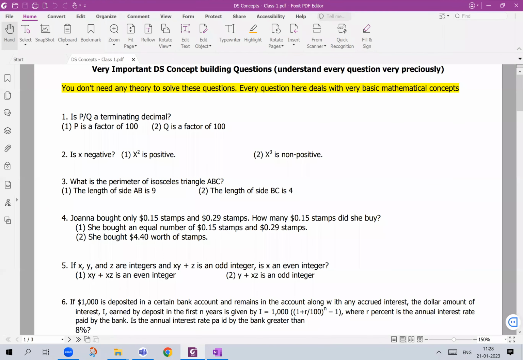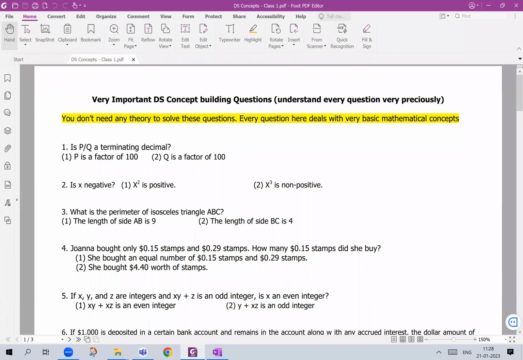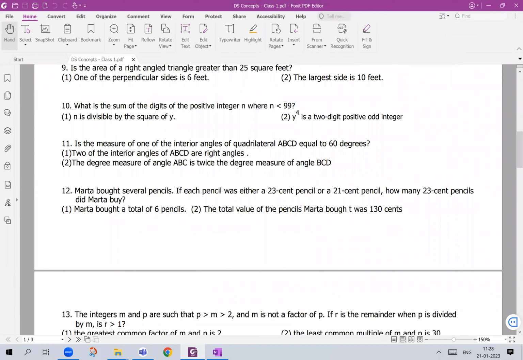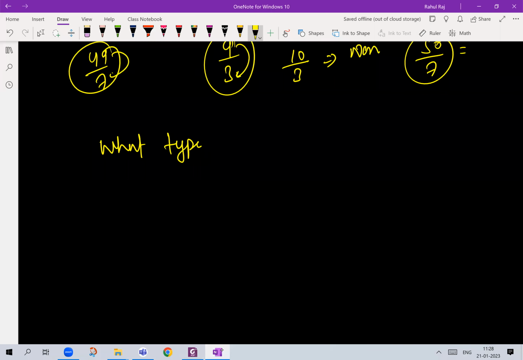So what I'm trying to do is solve 5 or 6 questions from this handout so that you get a hang of how to solve a data sufficiency question. Then we go ahead with the respective chapters, and all these questions are covered in the respective chapters. So now let's come down to the "what" type of question. In this type, you must have a unique numeric value as an answer.